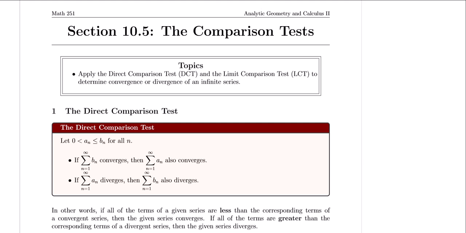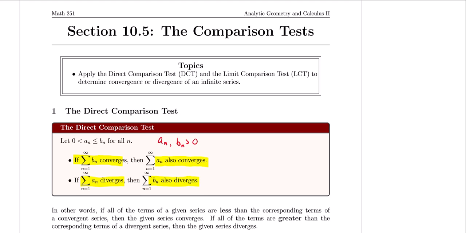Notice that a sub n and b sub n are all greater than 0, so that means that they're all positive terms. So this means that this direct comparison test will not work for sequences that have negative terms. Alright, so with that out of the way, let's take a look at what the direct comparison test says. If the infinite series for b sub n converges, then the infinite series for a sub n also converges. And if the infinite series for a sub n diverges, then the infinite series for b sub n also diverges.